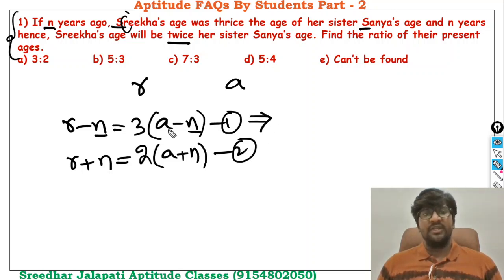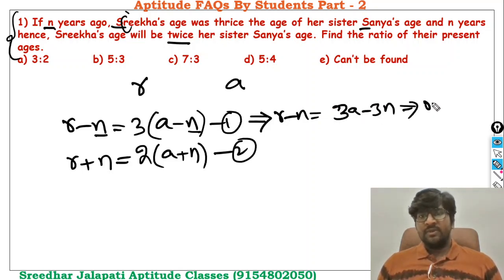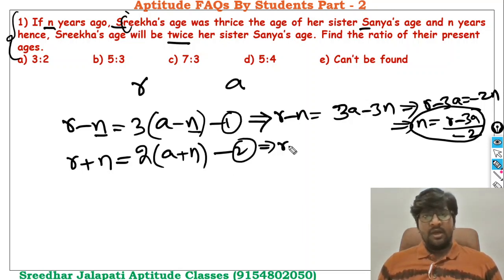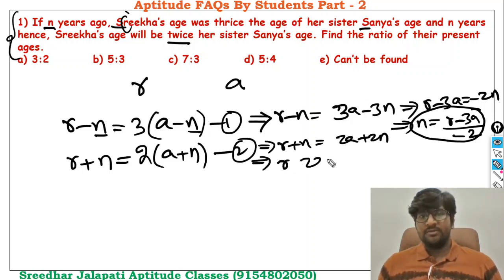The first equation can be written as, if I simplify, R minus N is equal to 3A minus 3N. That implies, on further simplification, R minus 3A is equal to minus 2N, or in other words I can write N is equal to R minus 3A by minus 2. Similarly, from the second equation, R plus N is equal to 2A plus 2N. That implies R minus 2A is equal to N. So, from both the equations, I got the N value.